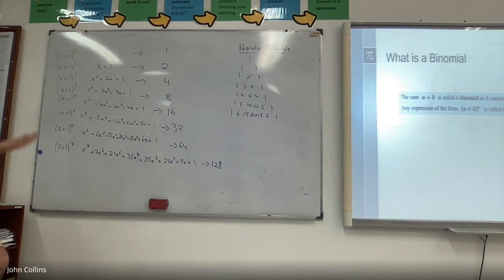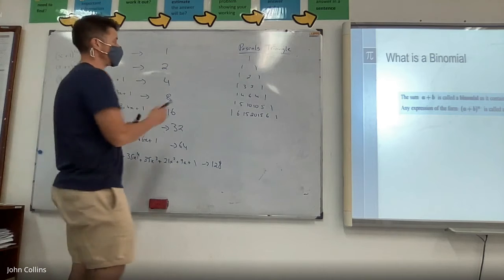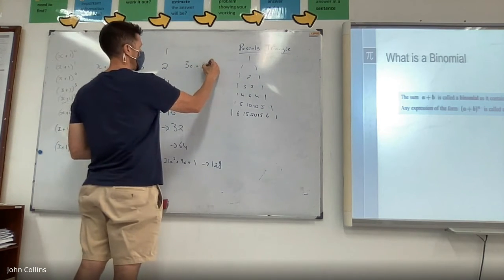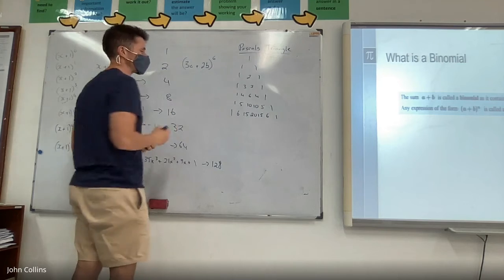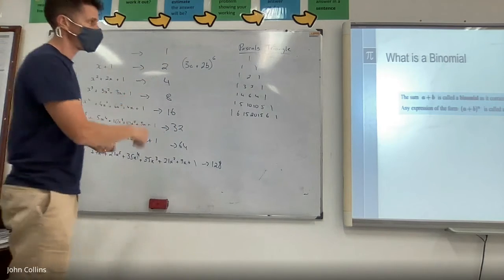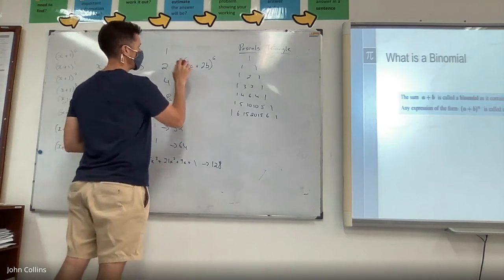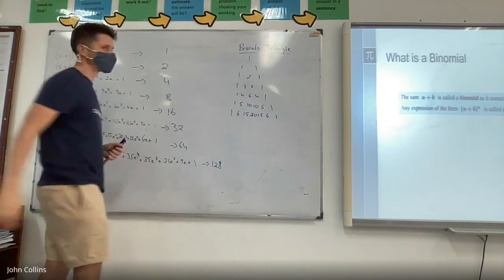Okay. The first thing is recognition. It says up there, any expression in the form something plus something to the power of something is called a binomial. A binomial is something plus something, and to the power of something is called a power binomial. It doesn't have to be just singular coefficients. It could be 3a plus 2b to the power of 6. Any expression in that form, with two terms. Okay.